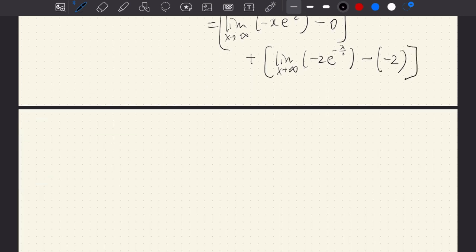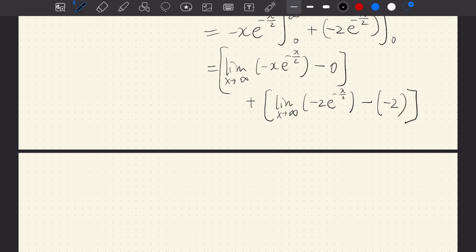Okay, so now let's tackle these two limits. The second limit is easier. When x goes to infinity, x over 2 also goes to infinity, so negative x over 2 goes to negative infinity. We have talked about this a lot of times: if you raise e to a value that is going to negative infinity, it goes to 0. So this whole thing goes to 0.